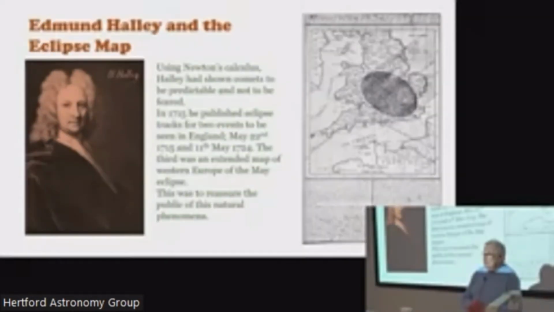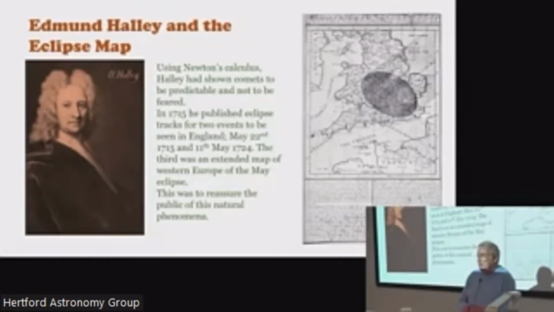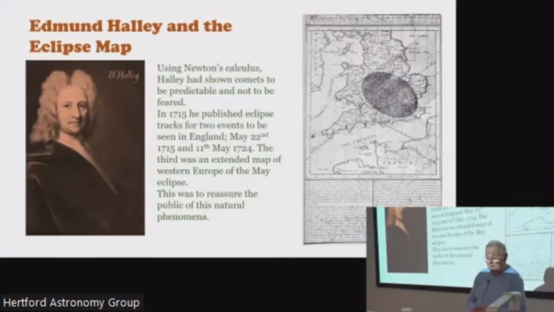In 1715, he published an eclipse tract for 2 events. An eclipse in England on May the 22nd, 1715, and the 11th of May in 1724. The third map was an extended map of Western Europe for the May eclipse. He actually adds a little note in it to say that he's doing this so that people will know that if it gets dark, there's nothing to fear, it's just something that's predictable.